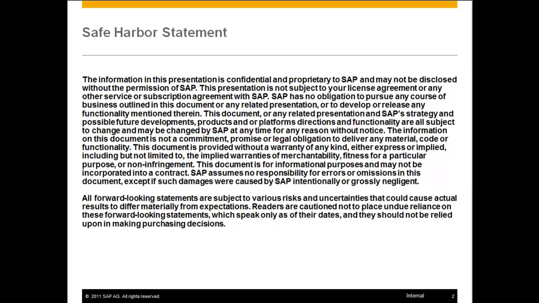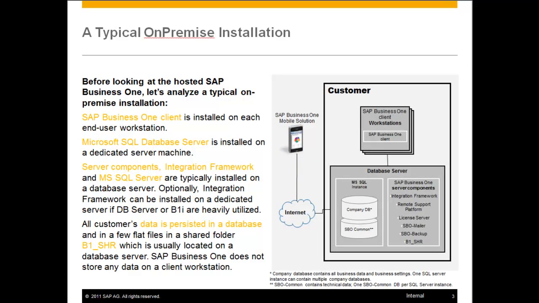So let's get into it, and let's talk first of all about the basics of an SAP Business One implementation. A typical SAP Business One on-premise installation looks a little bit like this. First and foremost, you have the SAP Business One client, which gets installed on each end user's workstation. And that's the main user interface that the end users have into SAP Business One. And there's nothing spectacular about that.